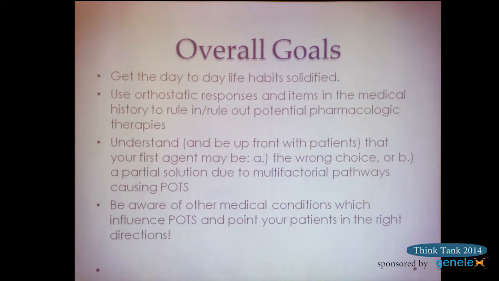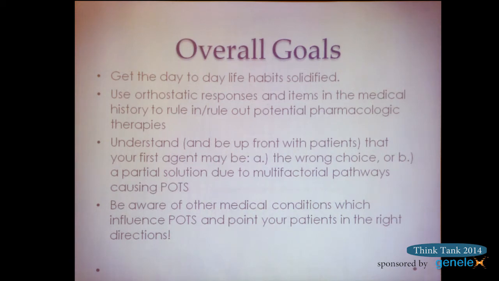Use the orthostatic responses in the outpatient setting and items in the medical history to rule in or rule out potential pharmacologic therapies. One patient, I'll just say, told me that the only way she felt good was if she went out in the snow without a coat and did snow angels and covered herself. That was the only time she didn't feel dizzy. And so that told me right there she needed Midodrine. And that's the one drug that worked for her. So, these kinds of funny stories give you the clue.